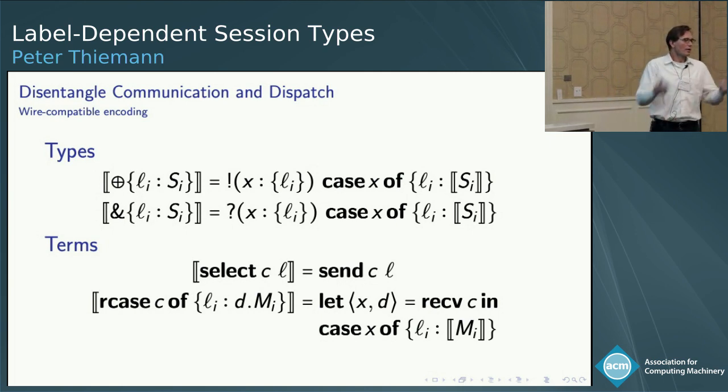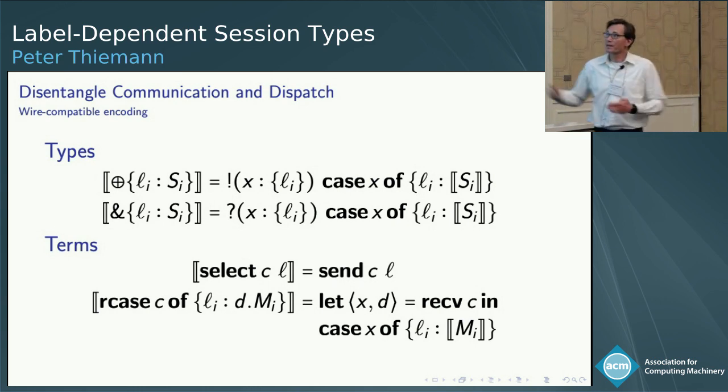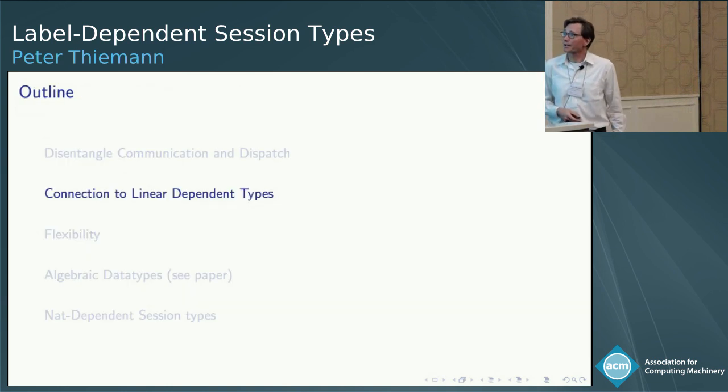Essentially, on the one side, you can have a traditionally implemented session type system that uses the types before the encoding. On the other side of the channel, you can have something that uses our label-dependent encoding.